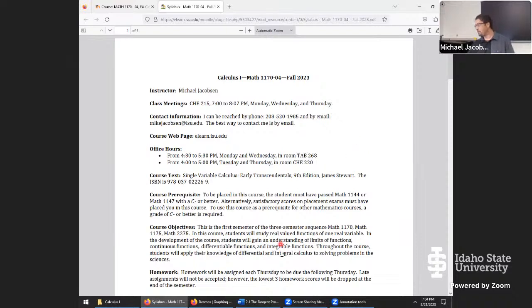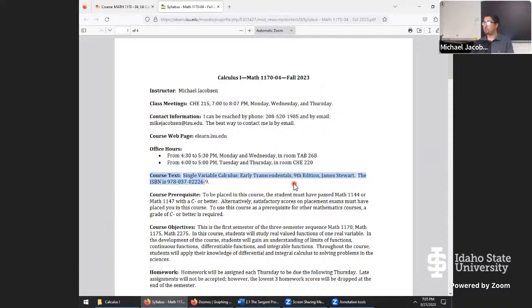Okay, moving through the content. This is a pretty traditional class. I'm not going to be using any online course homework system. It's really going to be paper and pencil or pen and pencil, that kind of thing. And the textbook itself is this one right here. This is the 9th edition, and it's a custom edition as well by ISU.